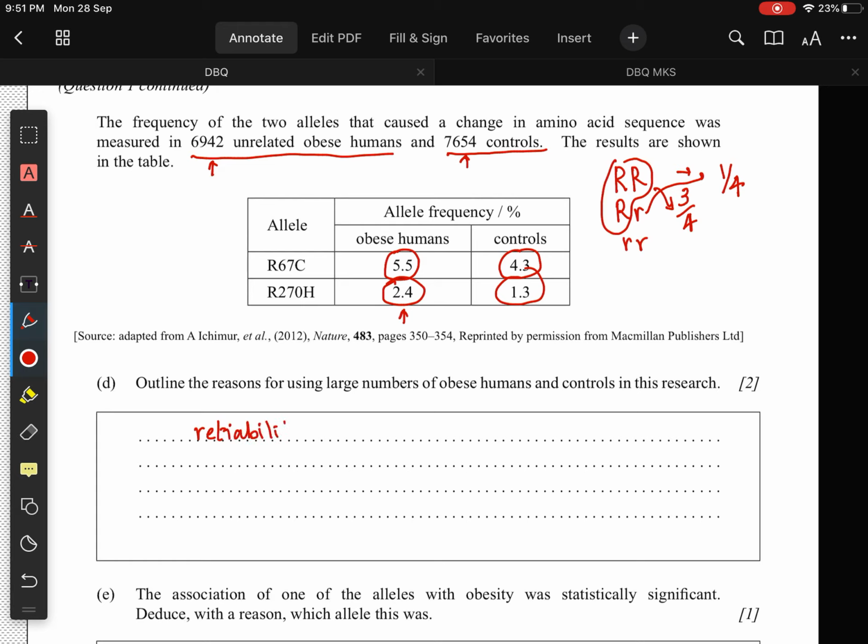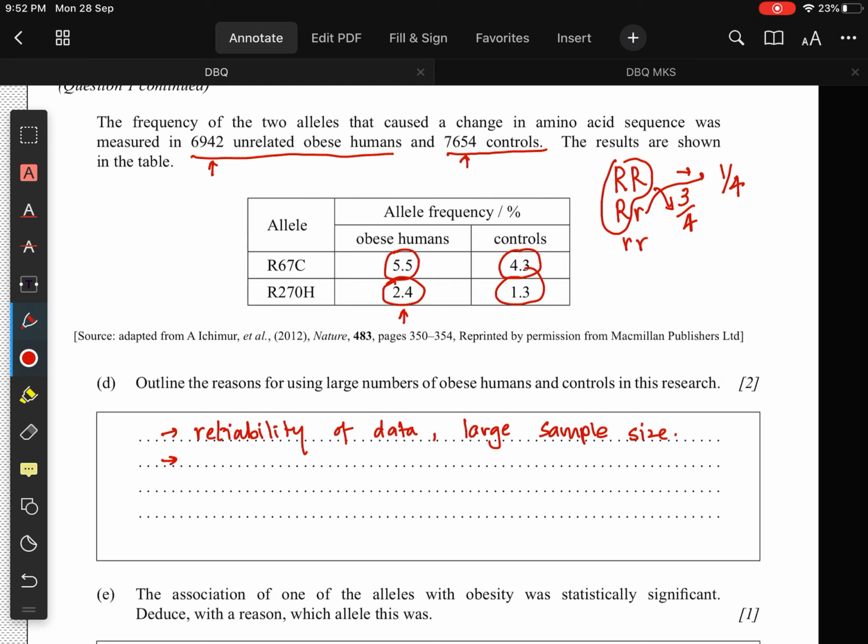Reliability of data comes from large sample size. I'll show you the mark scheme as well, but first let us understand. Reliability comes when there's a large sample size, so always this is a standard answer.